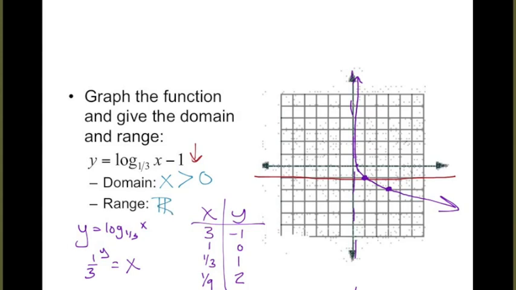So these are exactly the opposite of exponentials. When we did exponentials, we had a domain of all reals, but the range, we had a restriction on y. These are exactly the opposite, okay, because they're inverses. So inverses switch the job of x and y.